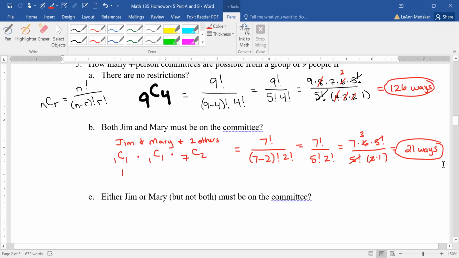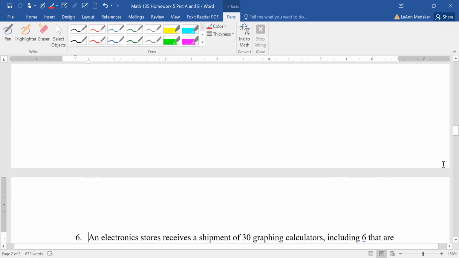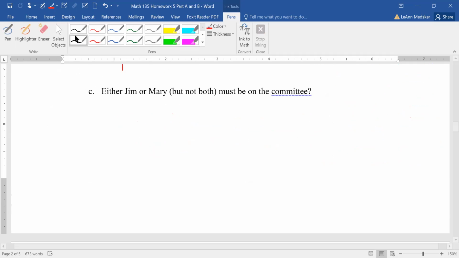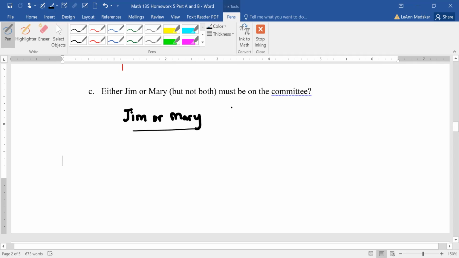Now, either Jim or Mary, but not both, must be on the committee. This is a little different. So this is saying that one of the slots will be Jim or Mary, but there are 3 other slots or positions on the committee that can be filled by someone other than them. It can't be one of them. They have to still be thrown out of the group for that, because then you'd have both again. So essentially for this, Jim or Mary have to go into slot 1. And then we're going to have how many ways to choose the other 3.